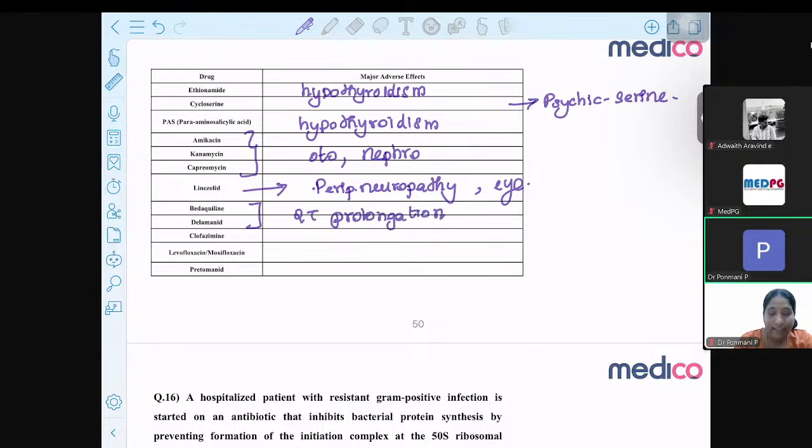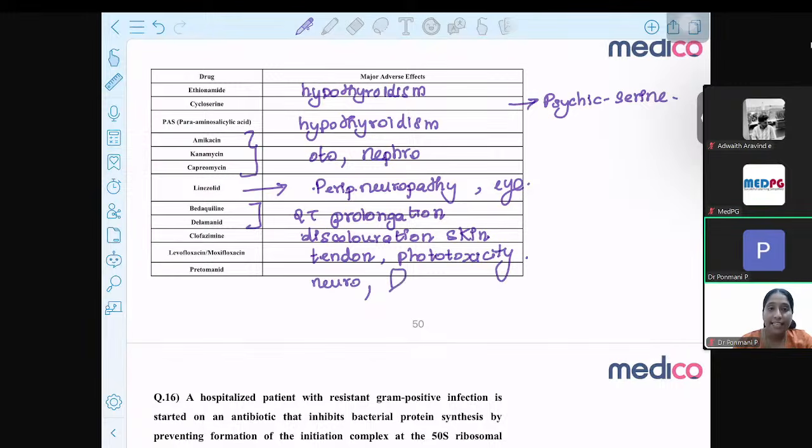Clofazimine is going to cause skin discoloration. The other drug which causes discoloration of body fluids is rifampicin, while clofazimine causes discoloration of the skin. Your fluoroquinolones, levofloxacin and moxifloxacin, affect your tendons and can cause tendon rupture. They can cause phototoxicity. And pretomanid is a drug which can cause neuropathy and can also affect your liver.